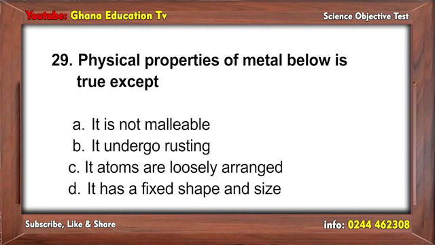Number 29. Physical properties of metal below are true except A. It is not malleable. B. It undergoes rusting. C. Its atoms are loosely arranged. And D. It has a fixed shape and size.